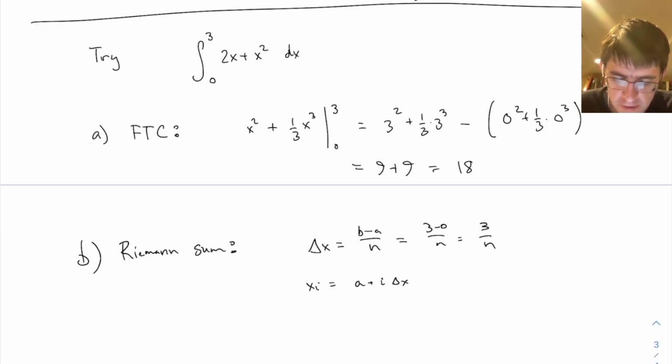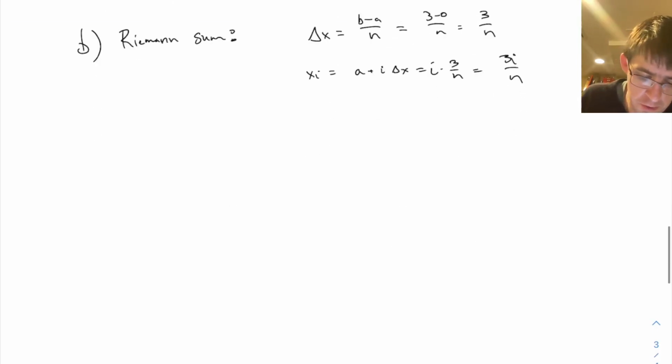The a in this case is 0, which is good. That will simplify things. i delta x is just i times 3 over n, so I would write 3i over n. All right, let's plug this into the Riemann sum formula. This formula you'll also need to remember. It's the limit as n goes to infinity of the sum from i equals 1 to n of f of xi times delta x. So we do it.